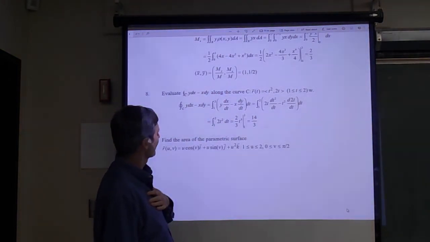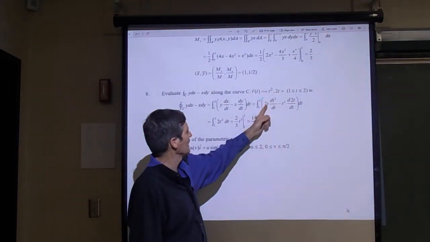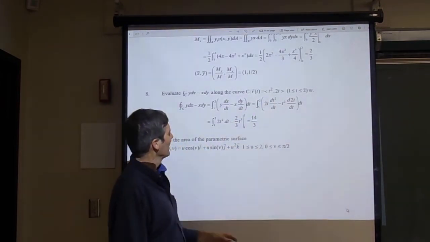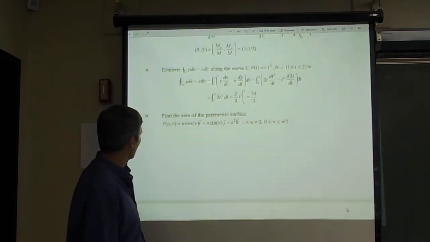So now x is t squared and y is 2t, so you put 2t for y, t squared for x, and so on. And then you just evaluate this calculus 1 integral. You get 14/3 for the line integral.